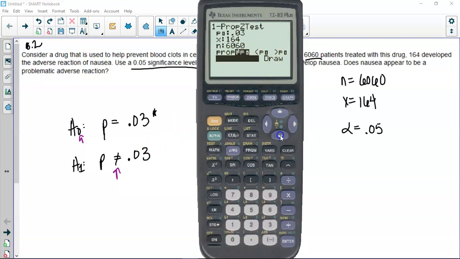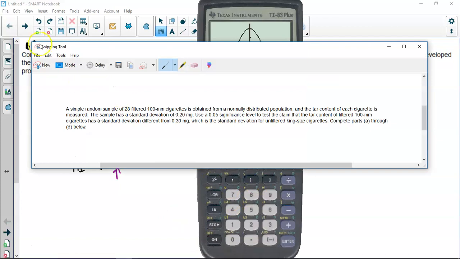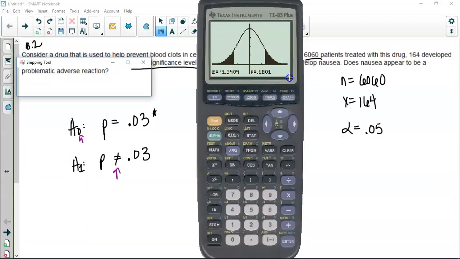At this point you can calculate or you can draw. Calculate's going to give you more information, but most of it we don't use. So I'm going to go to draw and I'm going to hit enter and it will slowly fill in. And if you see stuff shaded, that's a good sign that you're going to fail to reject the null. But really what you're looking for is this right here. And I'm going to pull it over so that I can write on it a little bit.